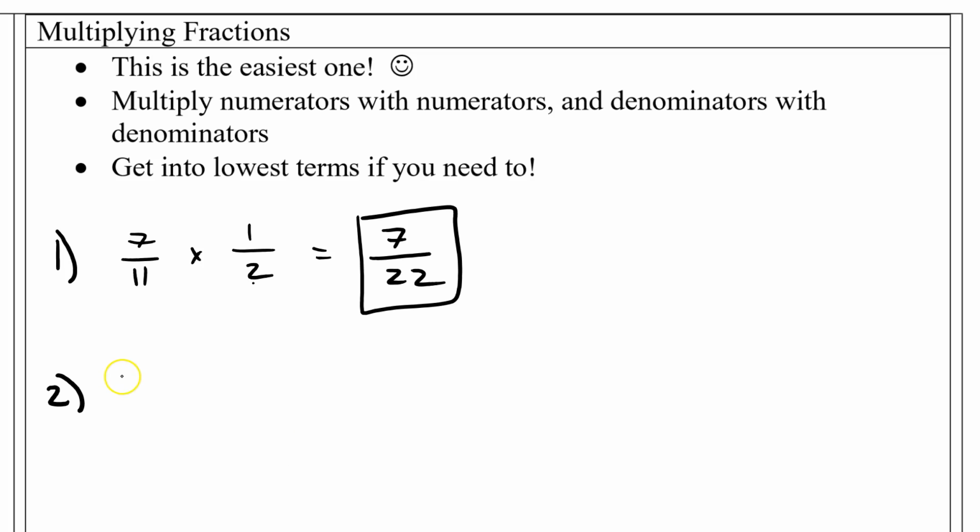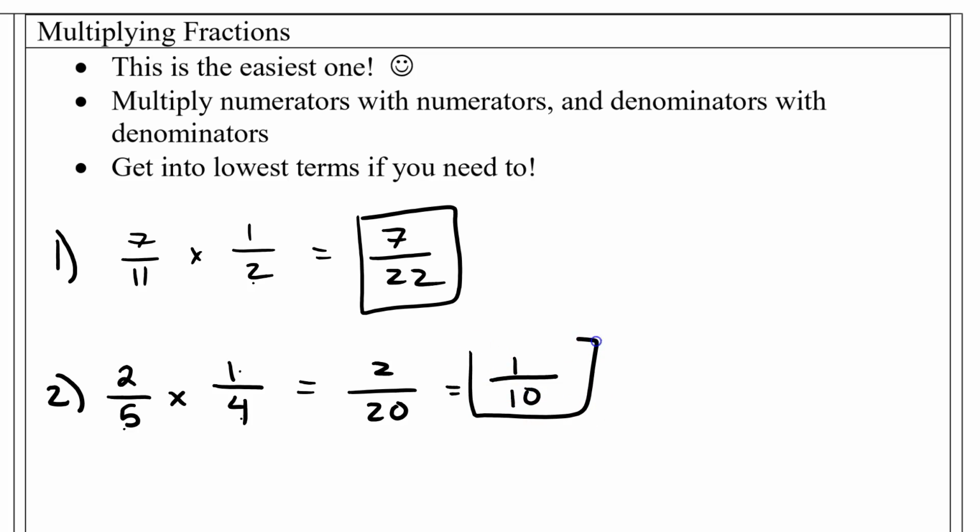What about this one? 2 over 5 times 1 over 4. All right. 2 times 1 is 2. 5 times 4 is 20. This isn't in lowest terms though because it's 2 over 20. They're both even. Divide both by 2. So 2 divided by 2 is 1. 20 divided by 2 is 10. 1/10.